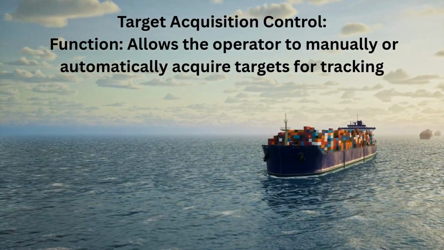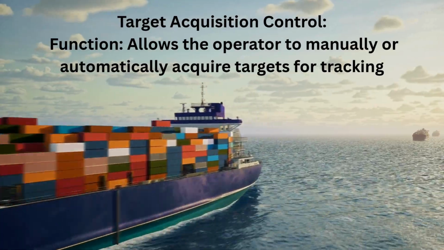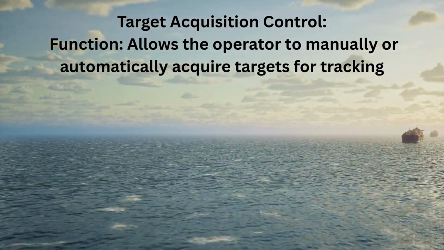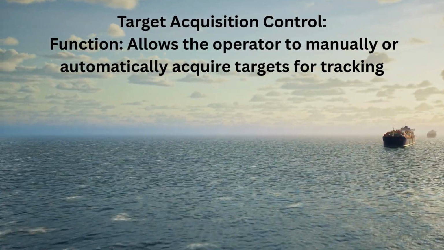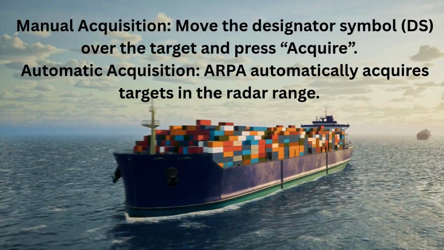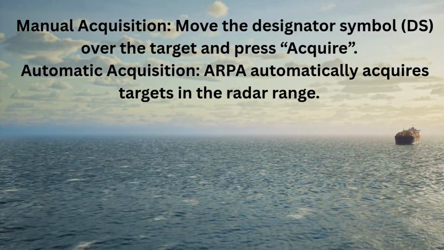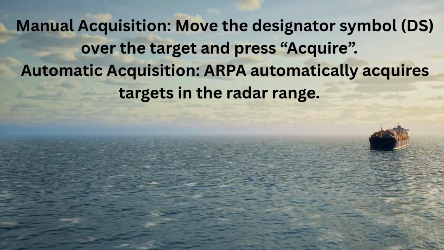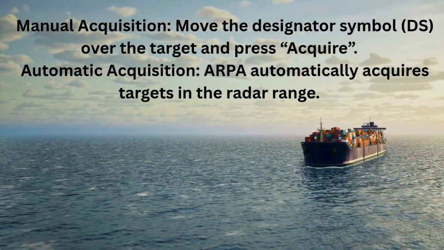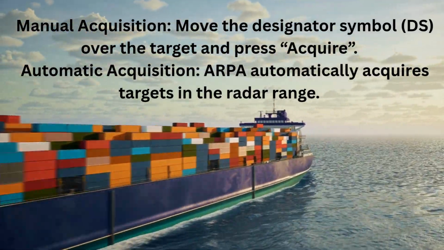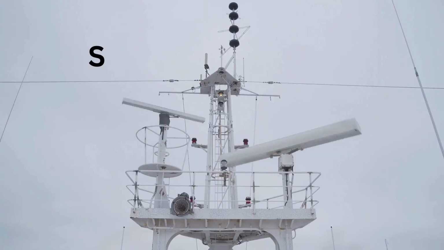Target acquisition control. Function: allows the operator to manually or automatically acquire targets for tracking. Manual acquisition: move the designator symbol, DS, over the target and press Acquire. Automatic acquisition: ARPA automatically acquires targets in the radar range.